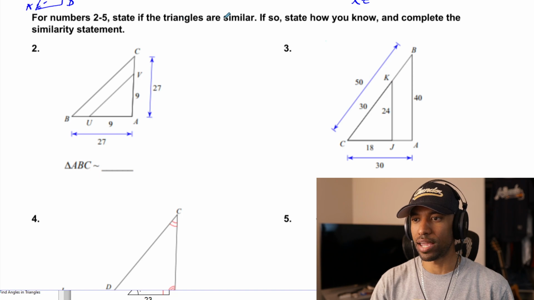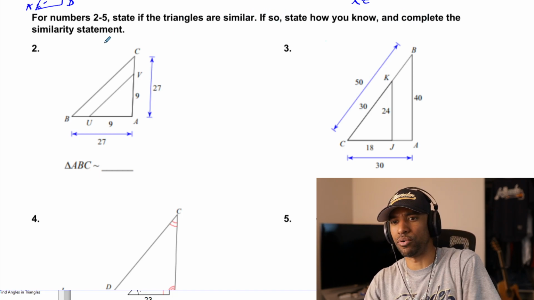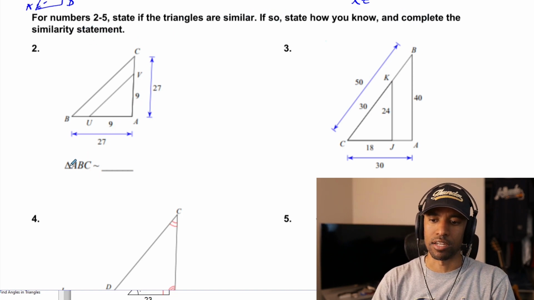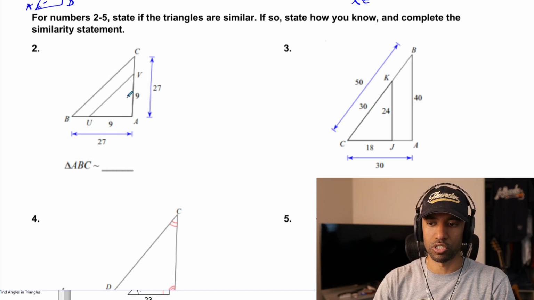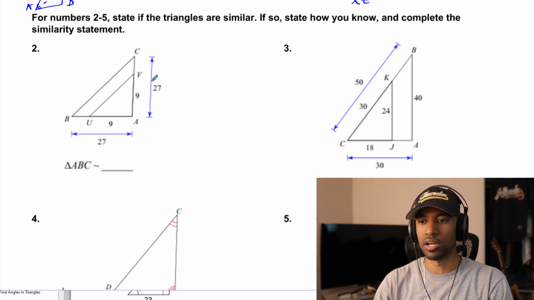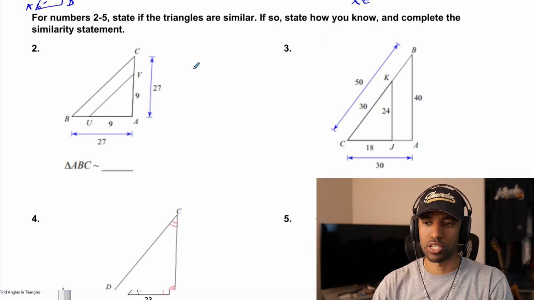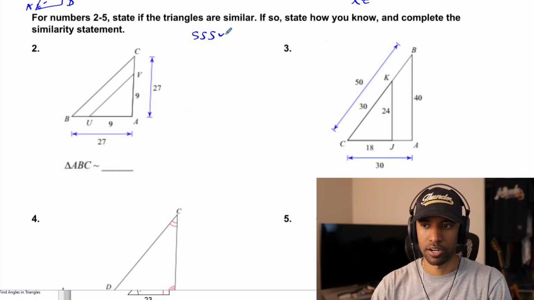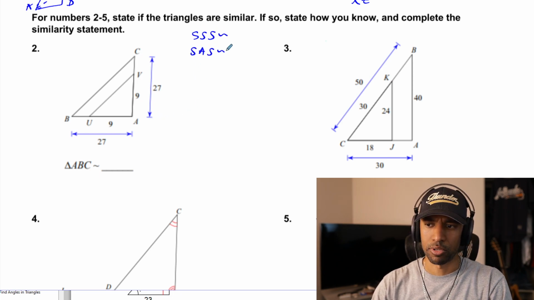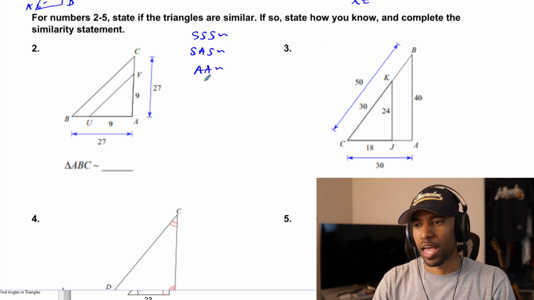State if the triangles are similar. If so, state how you know and complete the similarity statement. So we need to see if triangle ABC is similar to some other triangle here, and we're going to use either side, side, side similarity, side, angle, side similarity, or angle, angle similarity. Any of these will work.